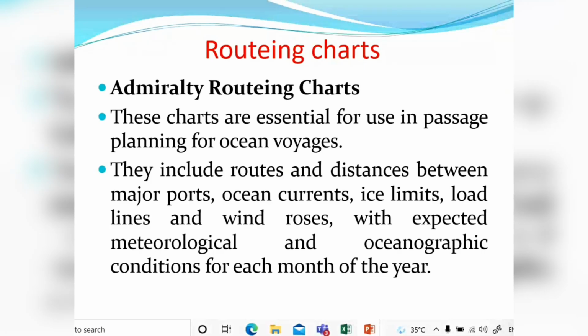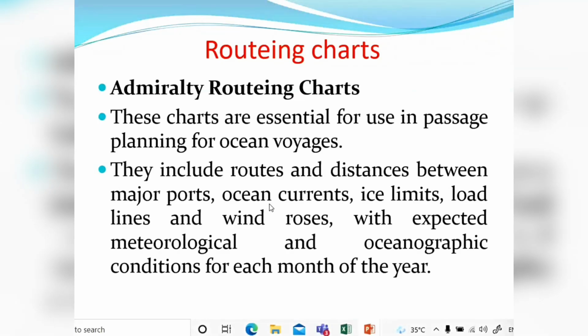So they include routes, distances between major ports, ocean currents, ice limits, load lines, wind roses, with expected meteorological and oceanographic conditions for each month of the year. So as I think we have discussed before, these routing charts basically are for all the 5 oceans: North Atlantic, South Atlantic, North Pacific, South Pacific, and Indian Ocean. And they are printed monthly. So you have 12 charts for each year, every month. So 12 into 5, 60 charts, expensive ones, but very helpful.